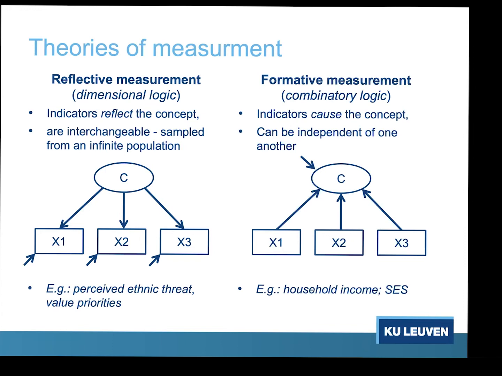And so what could we do? Well, we could ask people about different sources of income, right? So how much is the income that members in your household earn from labor? And how much do you get from social benefits? How much do you get from capital investments? And these all exist independently from the household income, but they contribute to the household income. So they cause the household income.